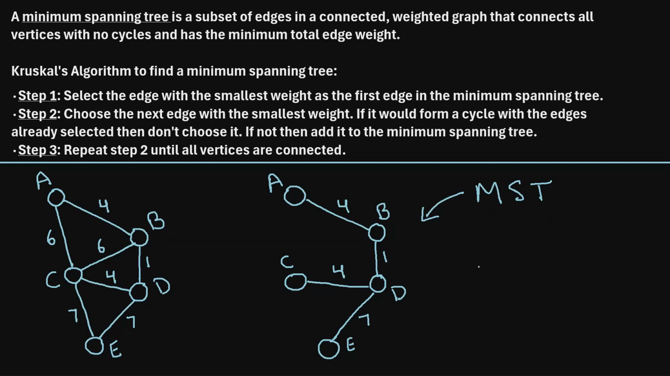And we can find the total weight of the tree as well by just adding up the weights of all of the edges in the tree. And when we do that, we'll find that the total weight is 16. So that was just a quick example of how to use Kruskal's algorithm to find a minimum spanning tree.